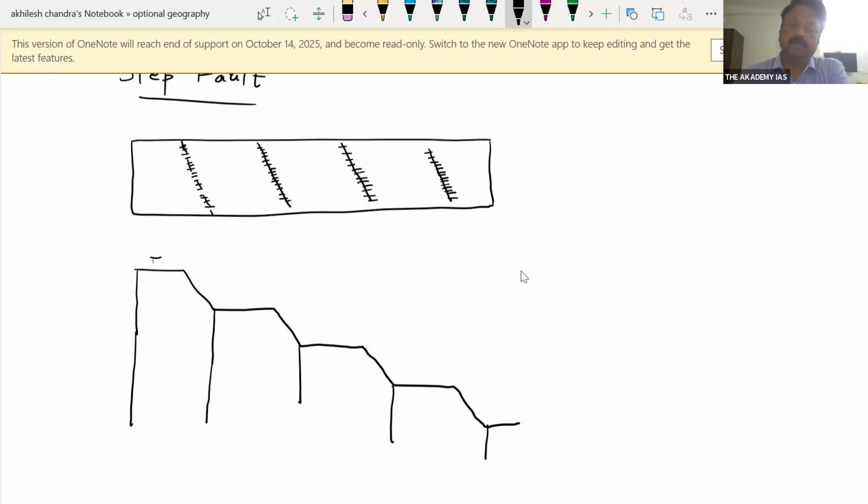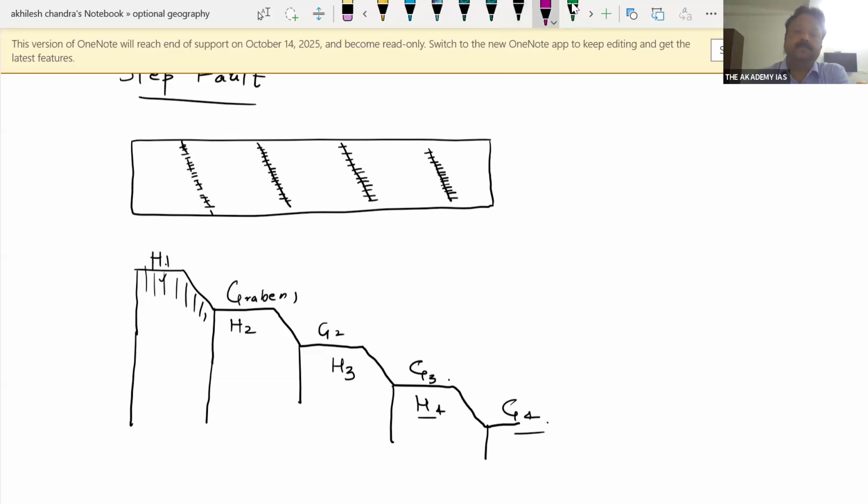this is horst. And for this very horst, this is graben. So this is horst H1, this is graben G1. This is horst H2 for graben G2. This is horst H3 for graben G3. And this G3 graben is going to be H4 horst for G4 graben. So you can see that there is a stepwise fault that develops.